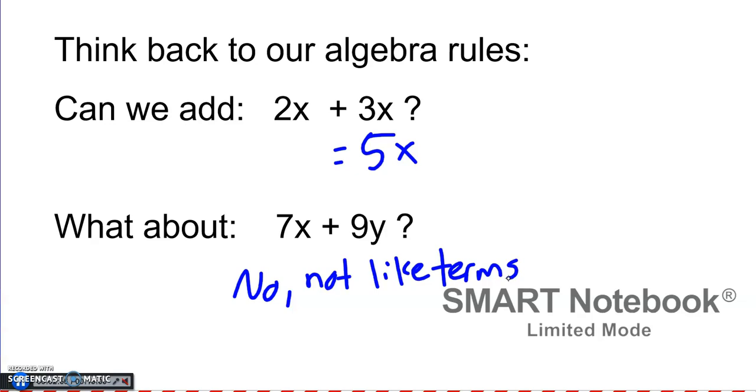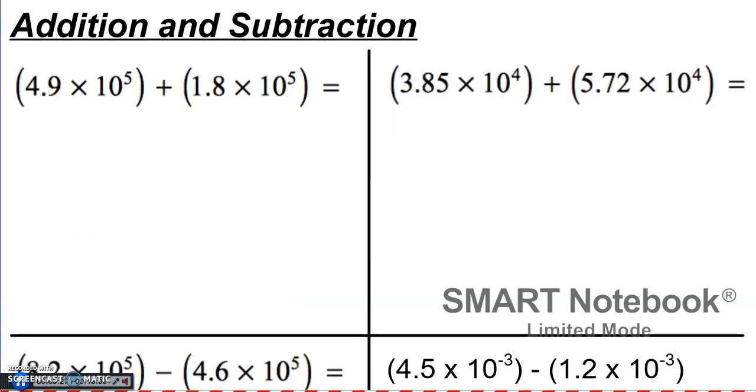But within scientific notation, it's a little bit different because we have the ability to manipulate the power of 10 to get it to be the same exponent in both terms. We're going to be going through some examples, but this is the main idea here. If they have the same power of 10, we can add them just like we did with 2x and 3x. If they don't have the same power of 10, we can't add them initially. We need to manipulate just a little bit. So let's go through some problems here.